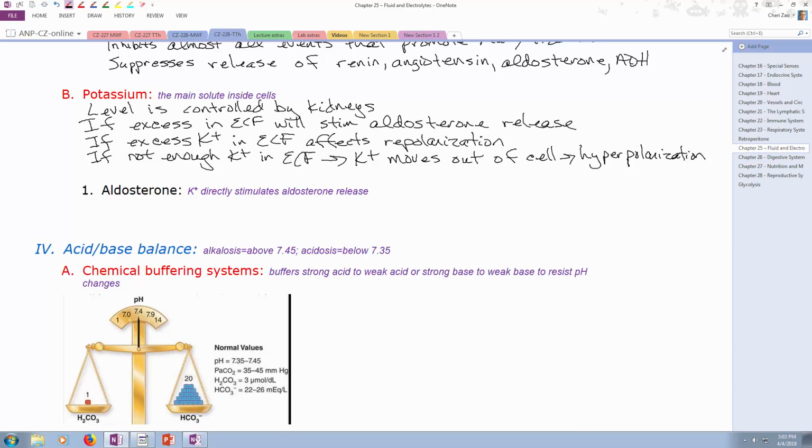This is a problem because we're hyperpolarizing our cells, making it harder to cause our neurons to fire or even our heart muscle cells to fire. And one of the things that will happen is, in order to rebalance the cell, protons or hydrogen ions move inside the cell, causing acidification of our cells. So we're trying to electrically balance the cell back to the resting membrane potential by doing this.